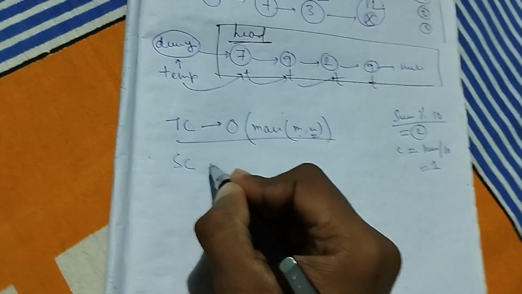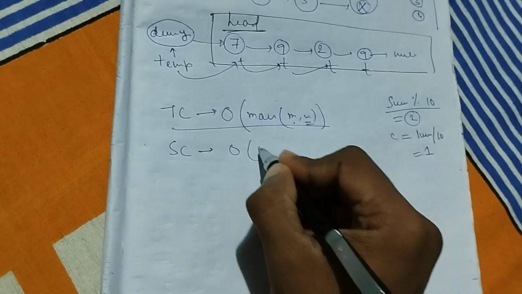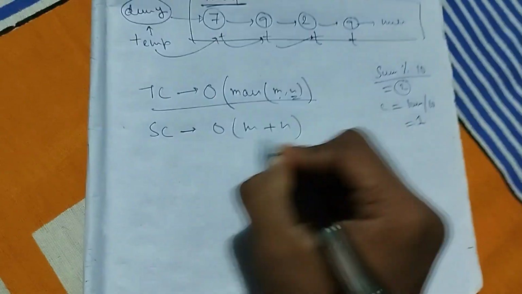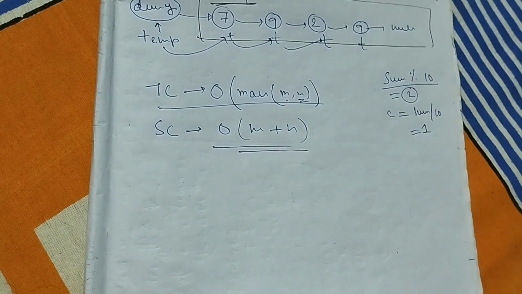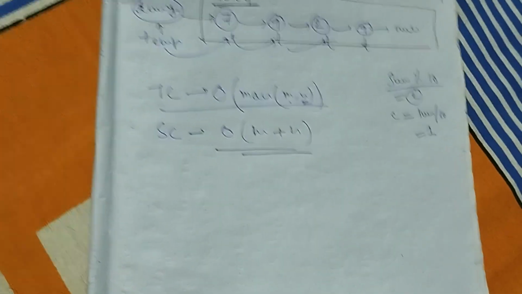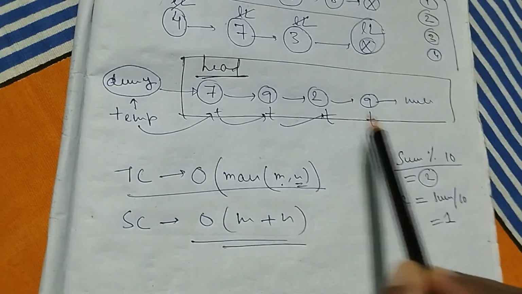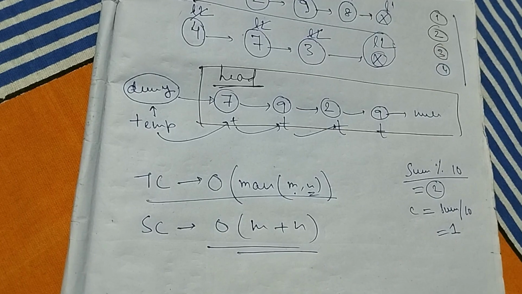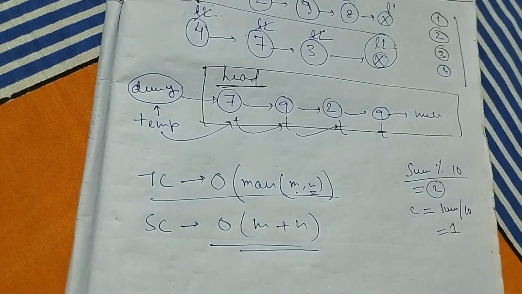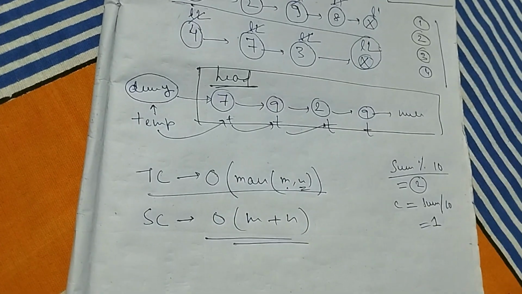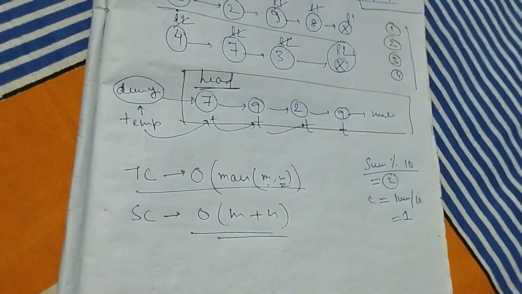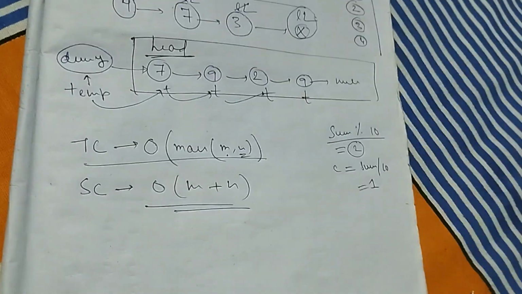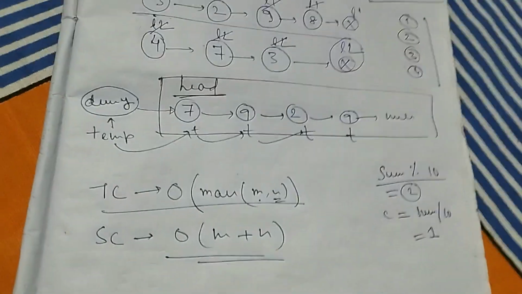And the space complexity is very simple. It is O of m plus n. How much extra space are we going to require? We create a new linked list which will contain all the nodes of L1 and L2. So yeah, m plus n. Yeah, and this is the intuition, and let me show you the code also.